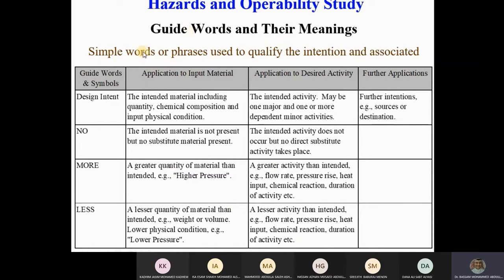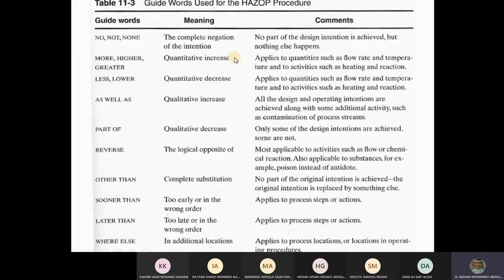the other HAZOP surveys, let's see the guide words that I was talking about, low and high, applied to the process parameters. These are simple ones, and then I'm going to show you a big list. But just to see the simple words, for example, no, more, less, okay? No, that means it's not present. More, that means it's increasing, a higher pressure, right? It's more pressure, higher pressure. Less, that means it's a lower pressure. And then based on that, you're going to identify what the consequences are. If I have a higher pressure, for example, a greater activity than the intended flow rate, pressure rise, there is going to be a consequence of that, right?